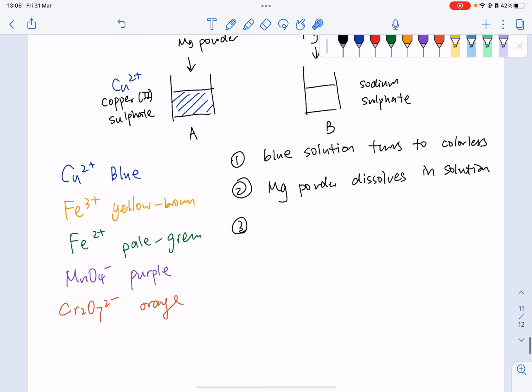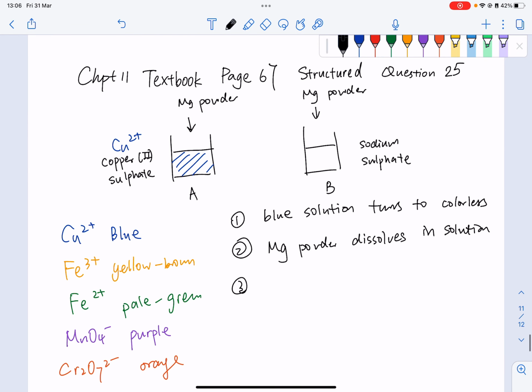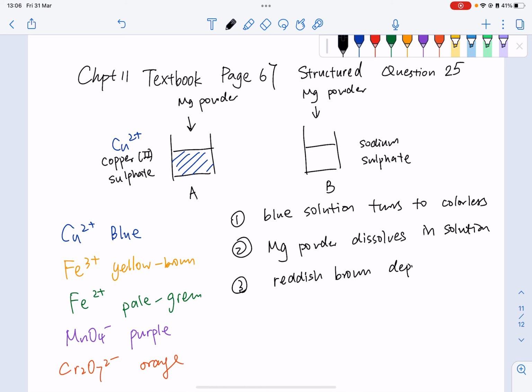All right, let's go back and then write: reddish brown solid, a reddish brown deposit appears. So this should be the answer for A1.